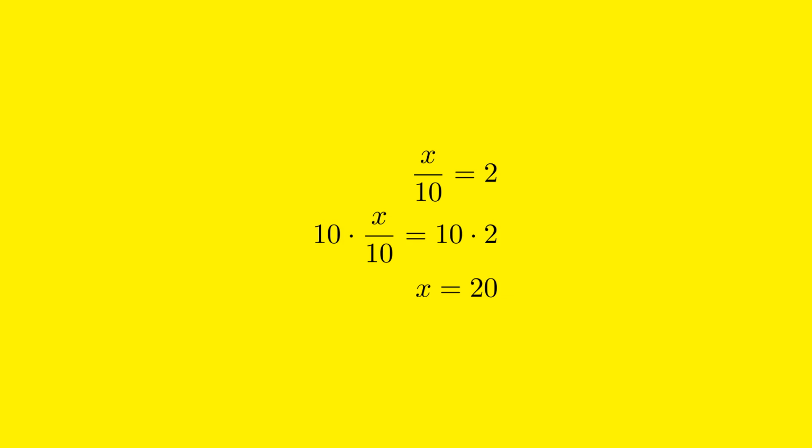x divided by 10 times 10 equals 2 times 10. This will cancel the 10 in the denominator on the left side, leaving us with x equals 20. Hence, x equals 20. This is the final step, and the value of x is 20.